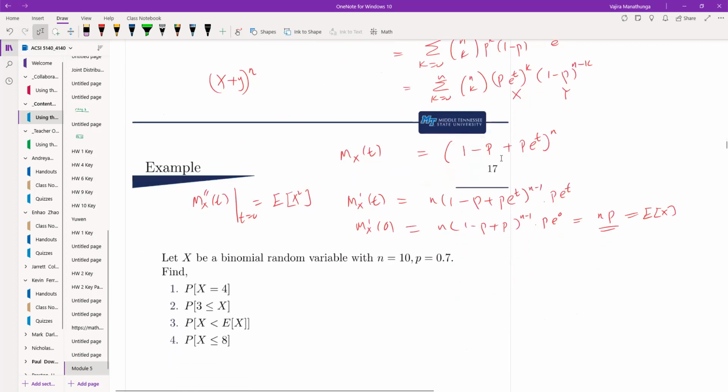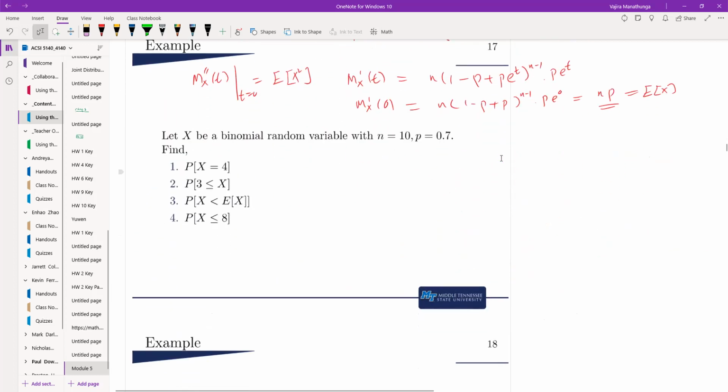Here you can see several questions asking you to calculate probabilities. So probability X equals 4. You can use the given data. If you use the formula, this is 10 choose 4, and then I have p to the 4, 1 minus p to the 10 minus 4. So 10 factorial over 4 factorial times 6 factorial, p is 0.7 to the 4, and this is 0.3 to the 6.